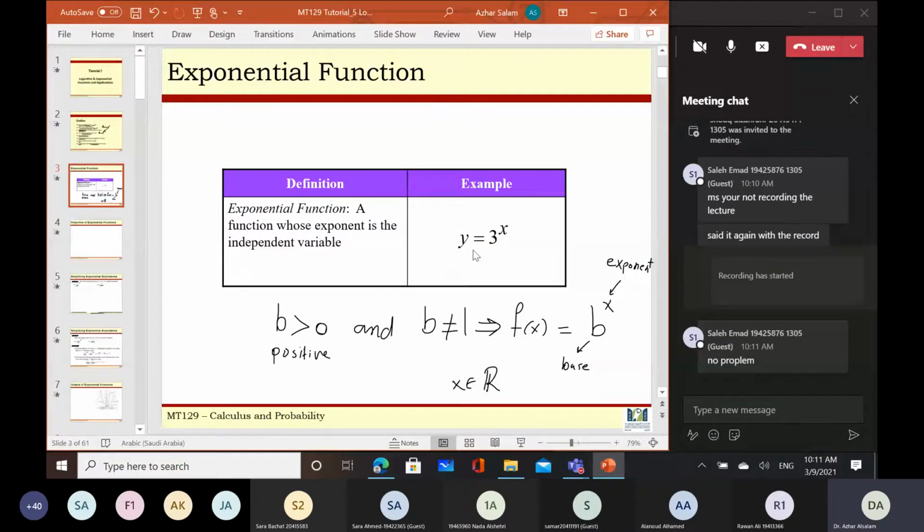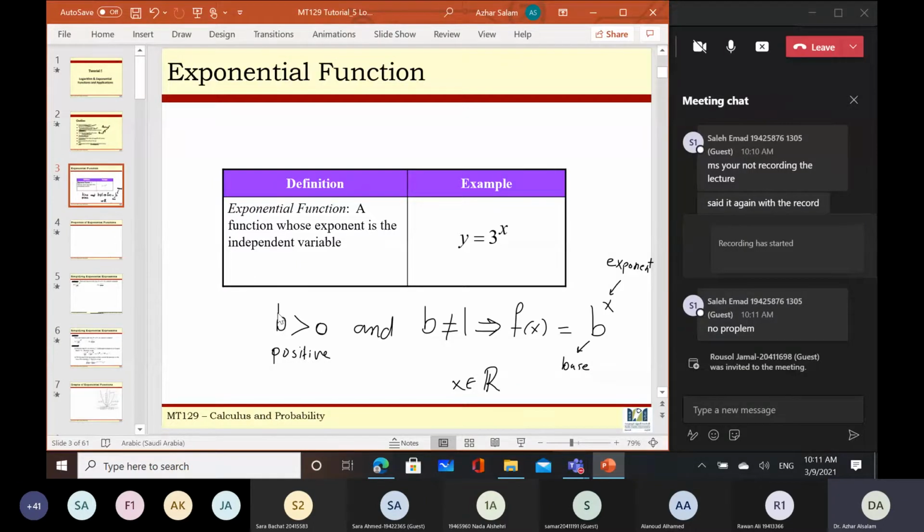Okay, the definition of the exponential function: there exists a positive number b, greater than zero, and it's not equal to one. The value of b is any value other than one. Then I define the exponential function f of x as a function with the base b. The number b is called the base, to the power x. I call the power x the exponent, and it should be a variable.